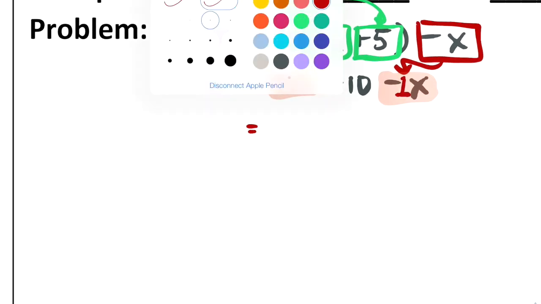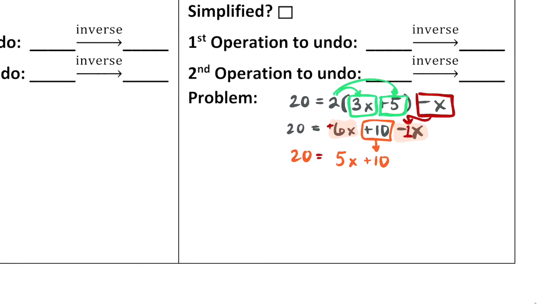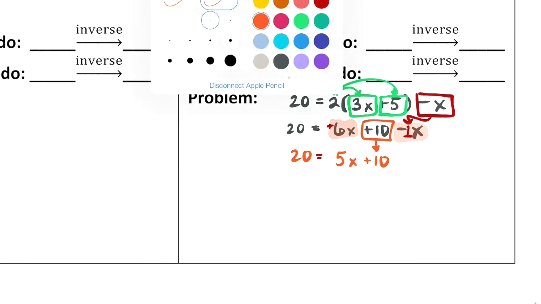We can do our side math. However, 6 minus 1, hopefully it's not too hard to think about, 5x. The plus 10 is still there. And then now my equation is simplified and ready to start solving.